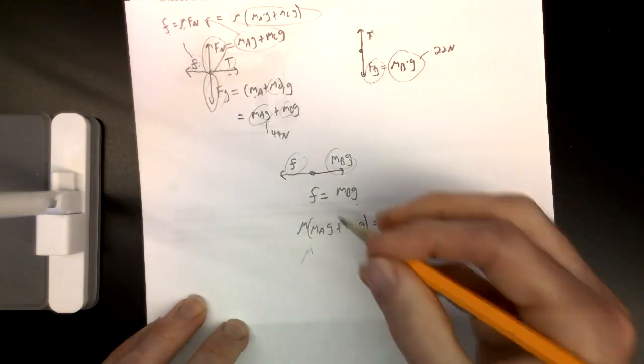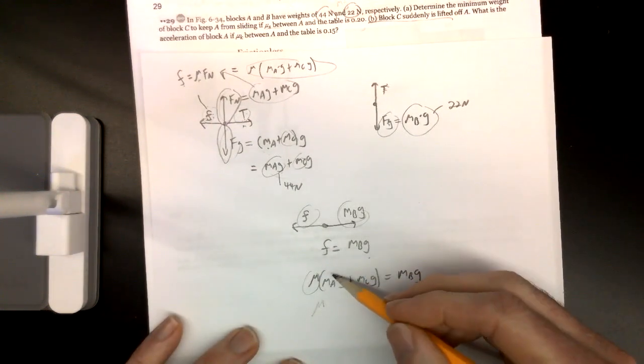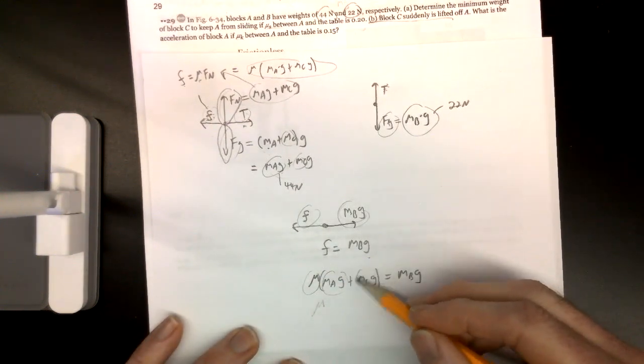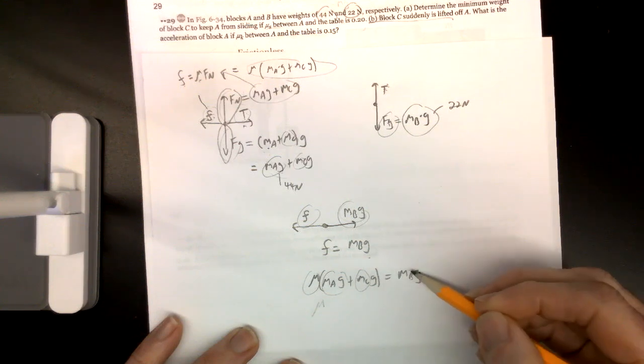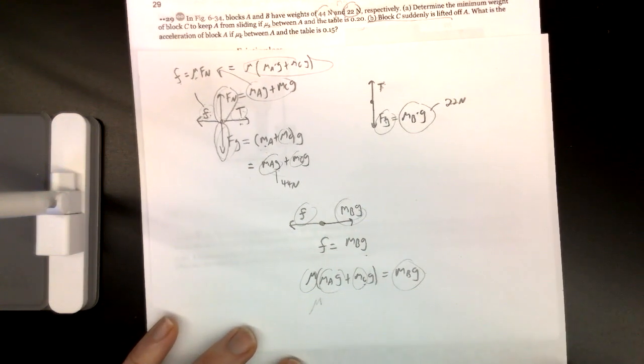And I'll let you all put in the numbers from here. But just looking back at the problem, mu is a number we know. This whole thing is a number we know. This is what we're missing. We know g, and this is a number that we know. So we can solve for the mass of c. That's actually not so hard to do.